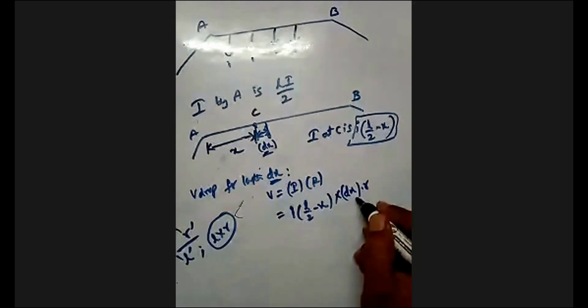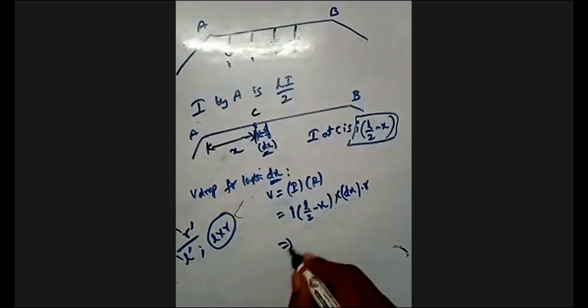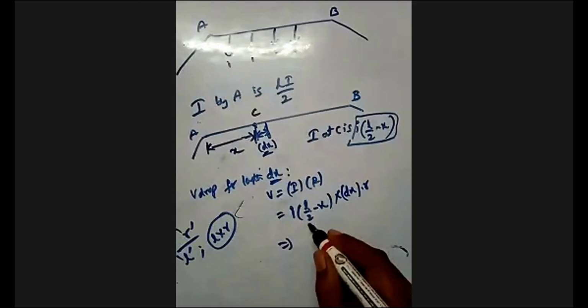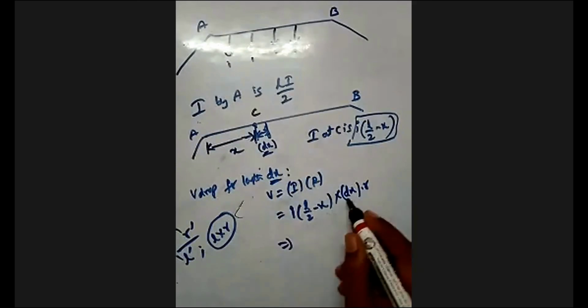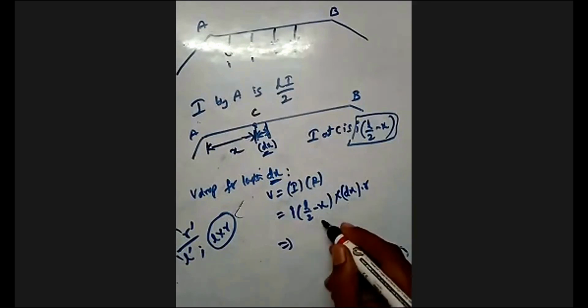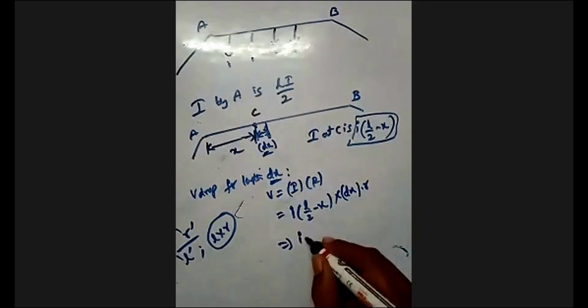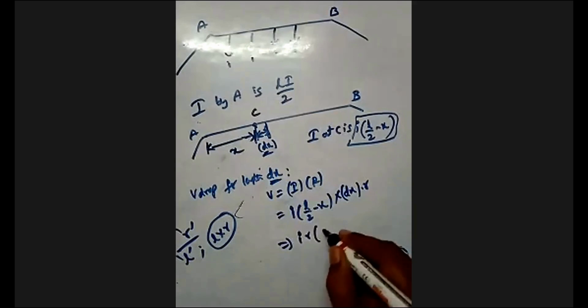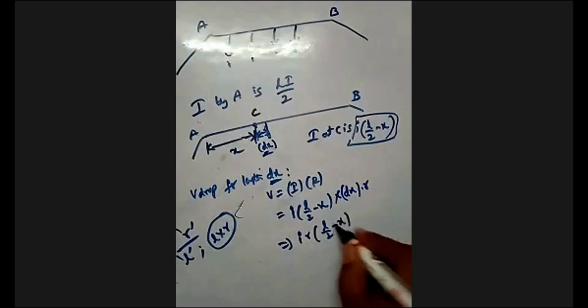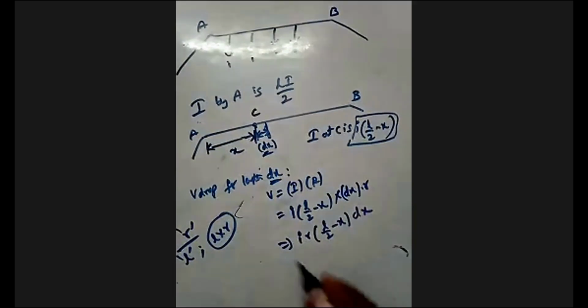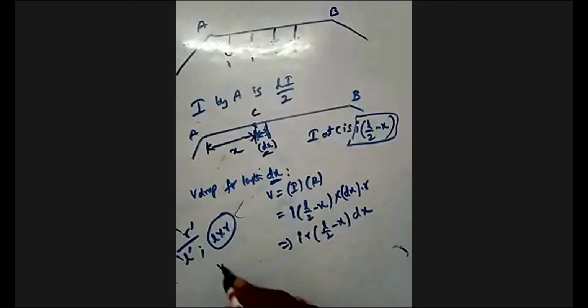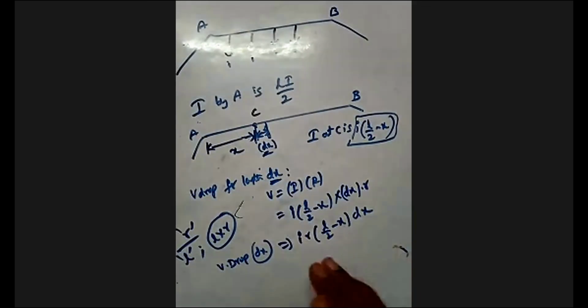So dx into R. Okay, so from this we can write this equation as current I into R into (L by 2 minus X) into dx. Okay, so what is this? This is the voltage drop for a length of dx. Okay, very simple. Voltage drop is current into resistance.